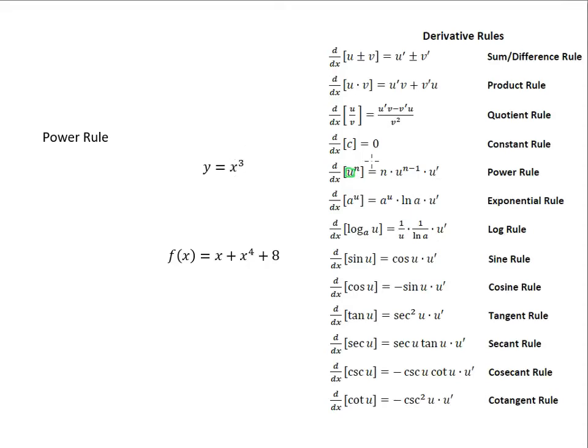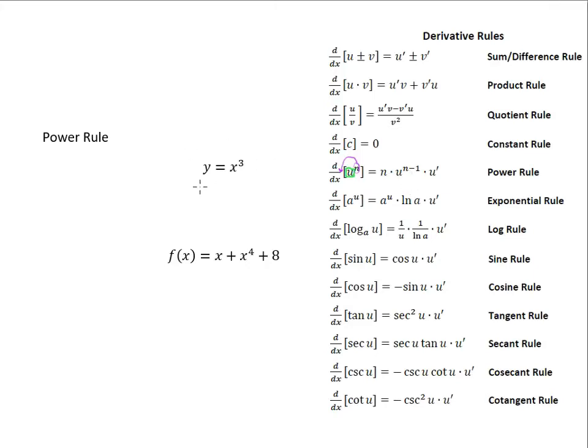So the power rule is pretty straightforward. What you do is you basically just take the exponent, whatever it happens to be, bring it down out in front, and leave the base just the way it is. You can see that right here. So I bring the n down in front, leave the base just the way it is, subtract 1 from the exponent, and then our favorite little rule, the chain rule, times it by the derivative of whatever the base happens to be.